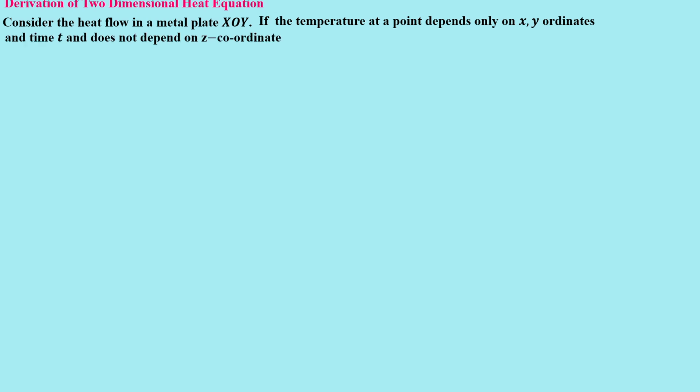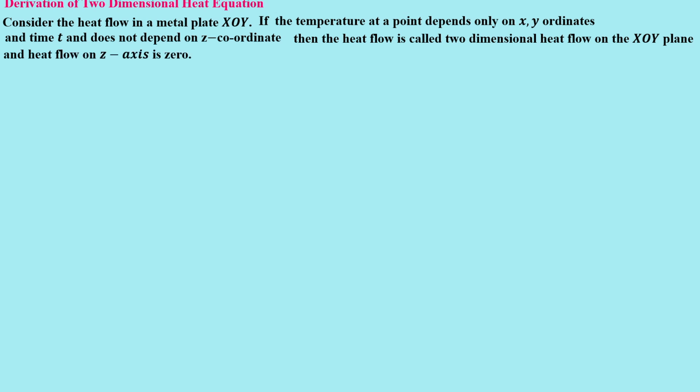Consider the heat flow in a metal plate in the x-y plane. If the temperature depends only on the x, y coordinates and the time t, and does not depend on the z coordinate, there is no z coordinate, that means only x and y coordinates, this is two-dimensional heat flow, right, of the plate in the x-y plane. So the z axis is 0.